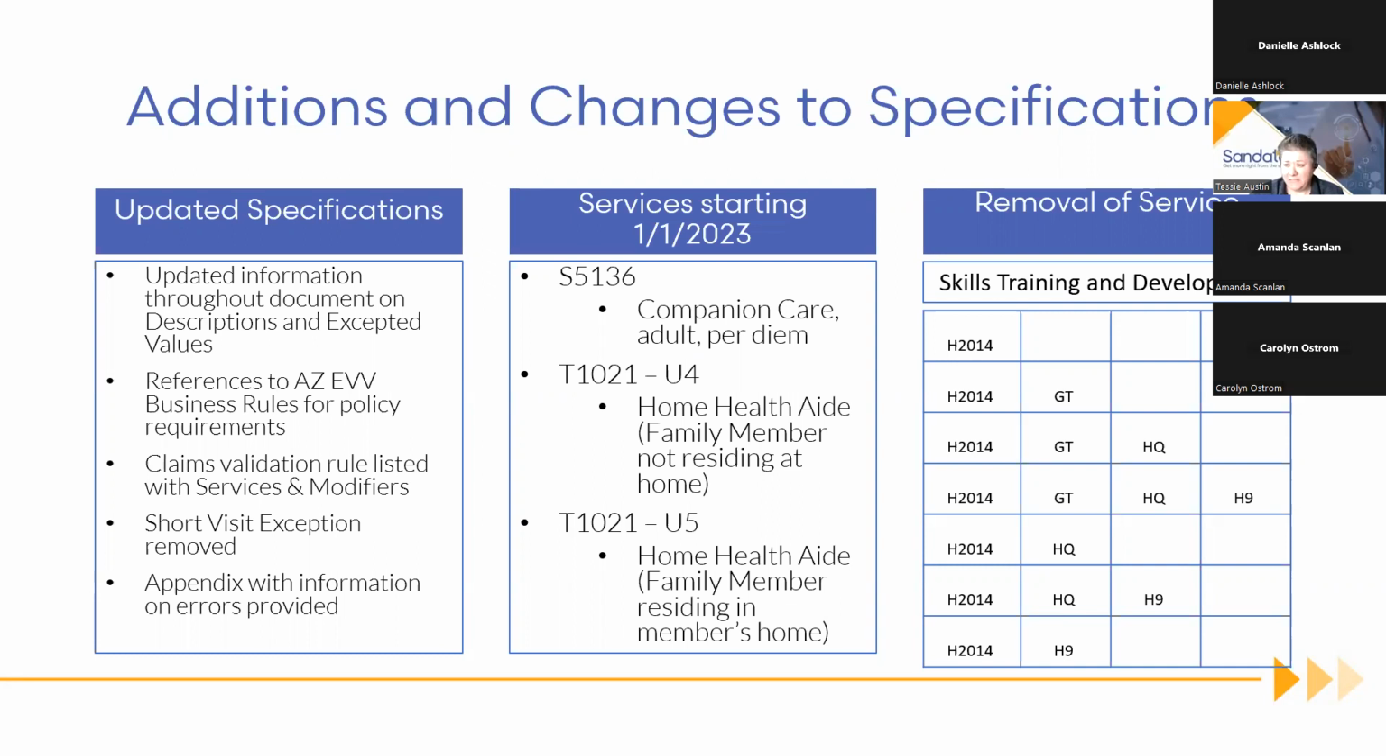In the middle column, you see some information about some services that are starting January 1st, 2023. We did go ahead and list those in the specifications. We'll talk a little bit more about that later. And then we've got some services that are removed as of now. They're not in the specifications at all. Those are listed. They're the H2014 with various modifiers. And I believe everybody already had that communication, so we just aligned the specifications to that.